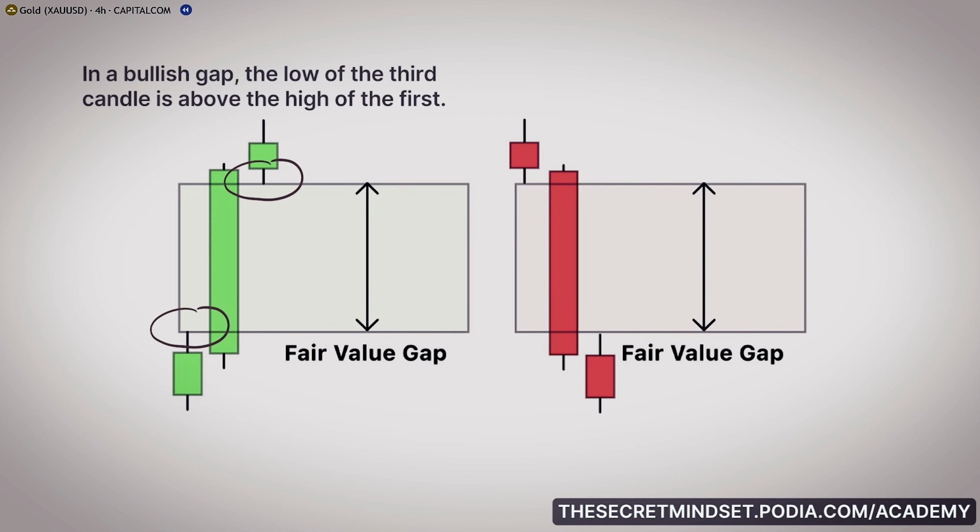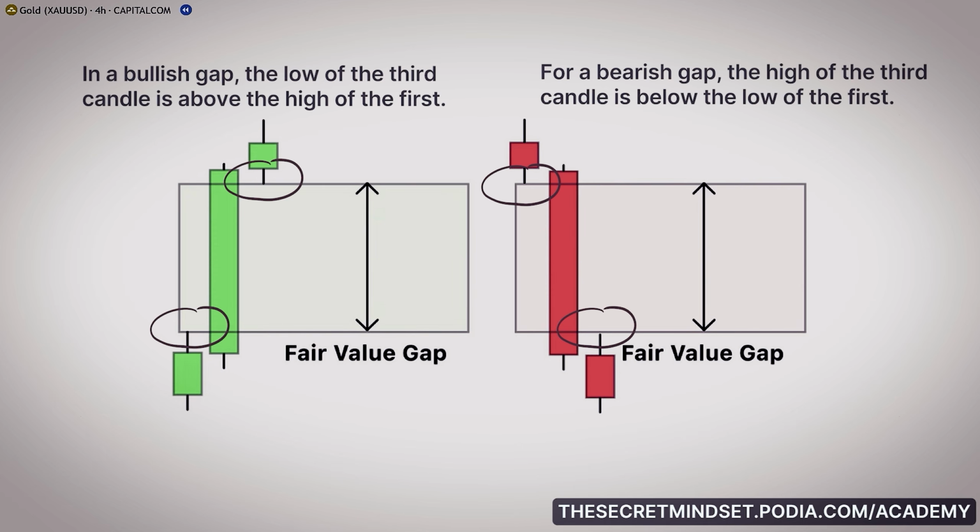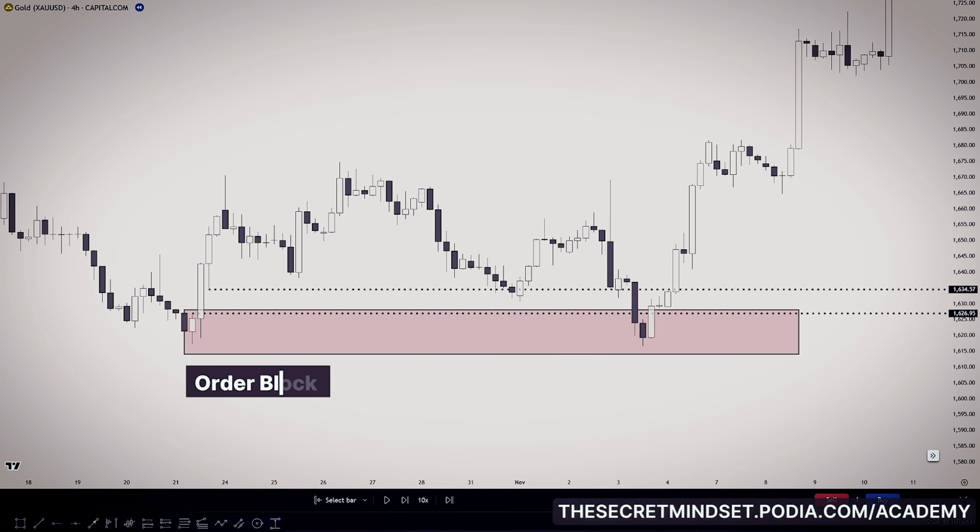To spot a fair value gap, look at 3 candles in a row. In a bullish gap, the low of the third candle is above the high of the first. For a bearish gap, the high of the third candle is below the low of the first. These gaps aren't just random.